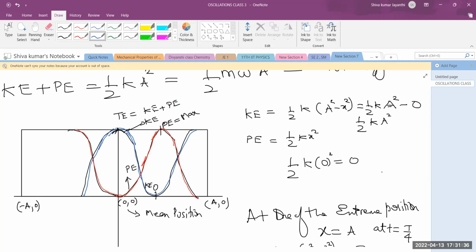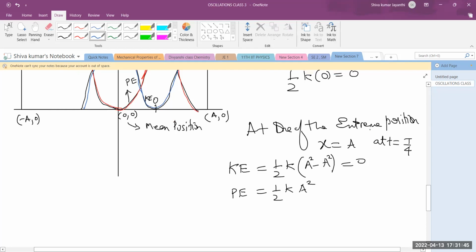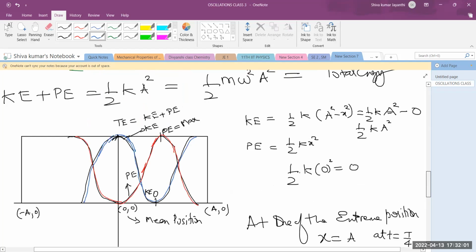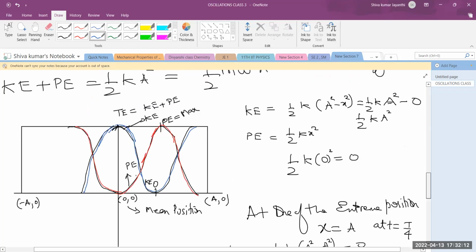Yes, sir. So for your understanding, I have drawn it again. See, potential energy at one of the extreme positions. When is that happening? When x equal to A, that is at time t equal to T by 4. Is it or not? That is the extreme position. At x equal to A, let us find out the kinetic energy and potential energy. See, A square minus x square became A square minus A square, which is 0. And potential energy becomes half k into x square, which becomes half k into A square. So you see that kinetic energy became 0. You see this curve? This is T by 4.